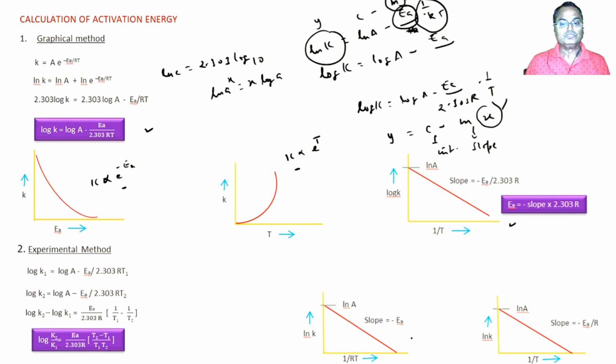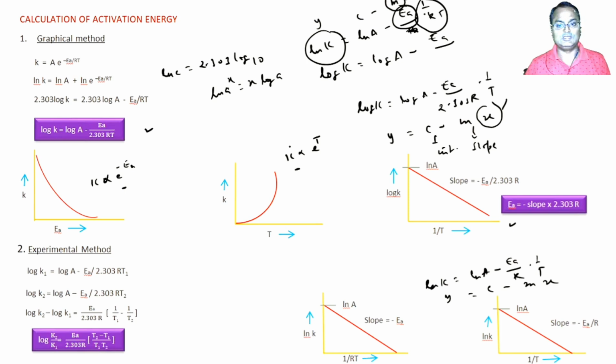Next is the graph between log k and 1 upon T. Again see here from this equation, log k is equal to log A and minus E upon R, and this becomes 1 upon T. So for the graph between log k and 1 upon T, again see here y is equal to c minus mx. So here the slope is minus E upon R. So this is in exponential form. So these are the different graphs on the activation energy. तो इन पे क्वेश्चन बहुत ज़्यादा बनते हैं, इस पे न्यूमेरिकल्स भी बनते हैं, right?